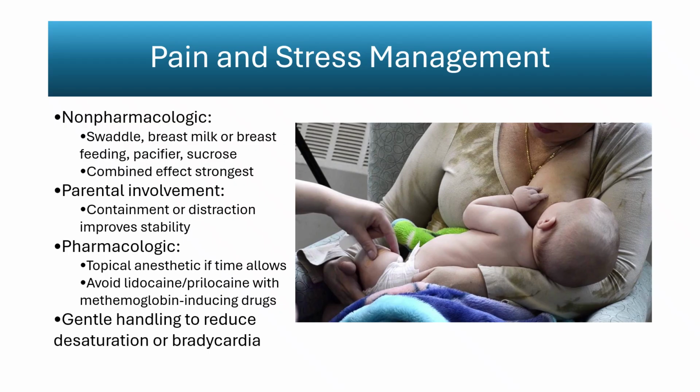Parental participation through containment or gentle touch supports autonomic regulation and improves behavioral recovery. These approaches should be used routinely whenever feasible. Topical anesthetics such as lidocaine-prilocaine cream can be applied if time allows before elective procedures, but should be avoided in infants receiving oxidant drugs that increase the risk of methemoglobinemia. Gentle, efficient handling throughout the procedure limits sympathetic stimulation and minimizes cardiorespiratory instability during and after sampling.